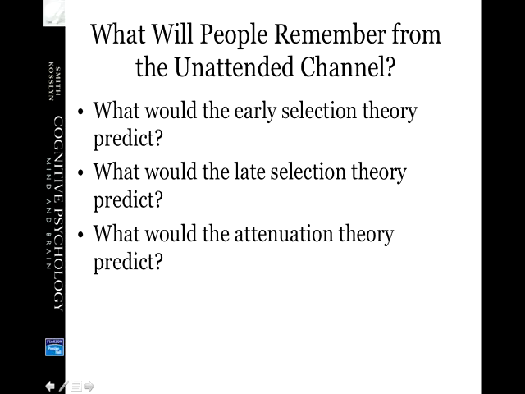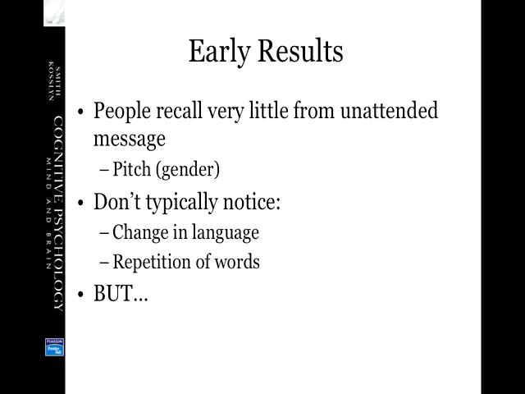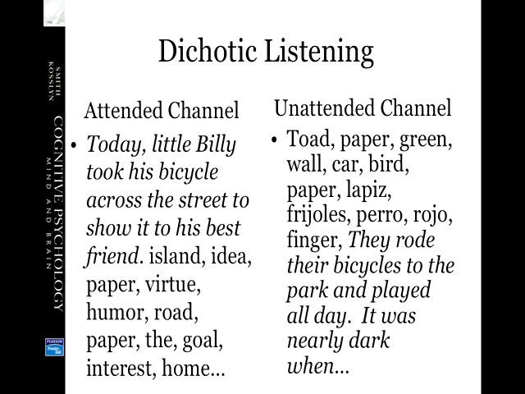So early results in this field showed that people recall very little information from the unattended ear. Basically, they could tell you if it was a man or a woman, and that was it. So they didn't notice the change in language or the repetition in words. Okay, so that is support for early filtering theories. However, big but here, you can trick people. So what you do is you have the attended channel, you get the story here about Billy and his bicycle, and then you switch ears on the story. And so we've just basically taken those two halves and flopped them.